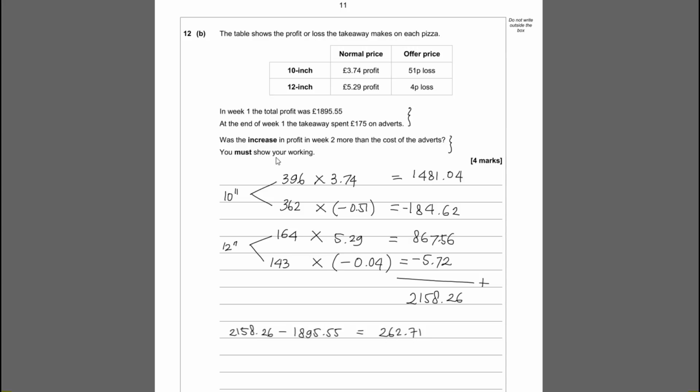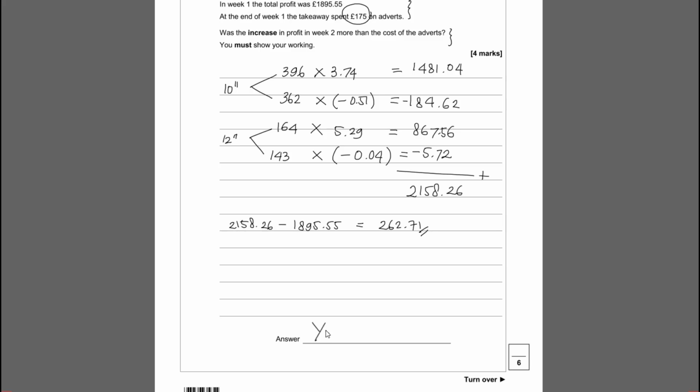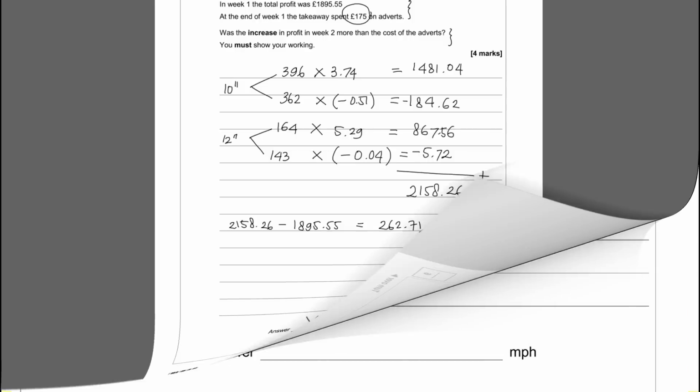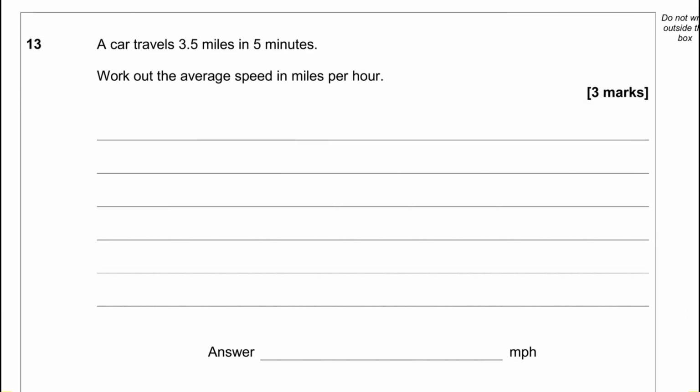So it's increased 262.71. The question was the increase in profit in week 2 more than the cost of the adverts? Yes, this number is more than £175. So the answer is yes. Question 13. A car travels 3.5 miles in 5 minutes. Work out the average speed in miles per hour.